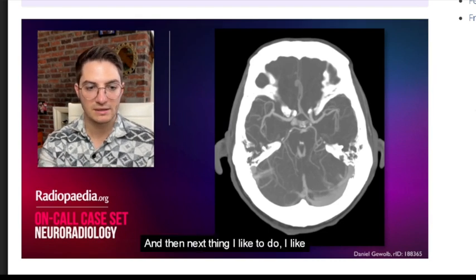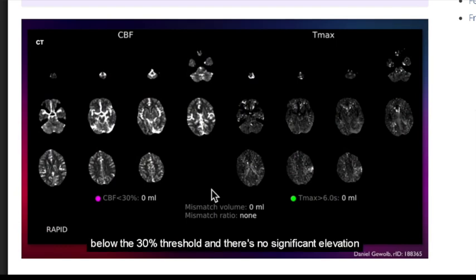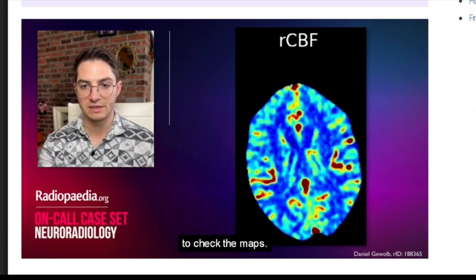And then next thing I like to look at the perfusion summary. So we see here, using the established thresholds, there's no significant reduction in CBF below the 30% threshold, and there's no significant elevation or delay in Tmax above the 6-second threshold. So great, we're thinking right now, okay, maybe this is going to be a negative, no stroke, anything like that. But one last thing you have to always do, I like to check the maps.